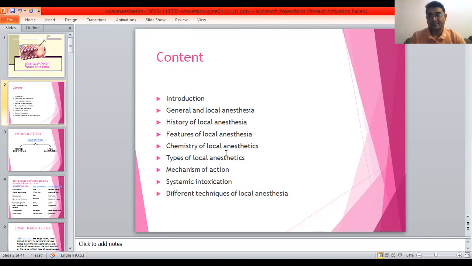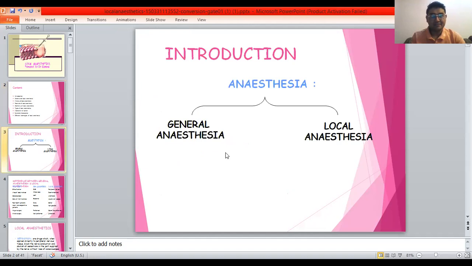Then we'll talk about the features of local anesthesia and the difference between local anesthesia and general anesthesia, and then the chemistry of local anesthetics and the types of local anesthetics, which kinds we have, the mechanism of action of local anesthetics and systemic intoxication, and different techniques of local anesthesia. So we'll talk about all these topics.